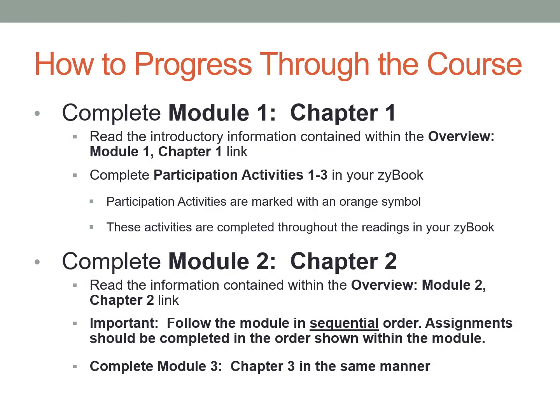Once you have worked through the preliminary modules, you may then start Module 1. Please review this module carefully. First, begin this module by reading the introductory information contained within the Overview Module 1, Chapter 1 link. Then, complete participation activities 1 through 3 in the Zybook. These activities are completed throughout the readings in the Zybook and are marked with an orange symbol.